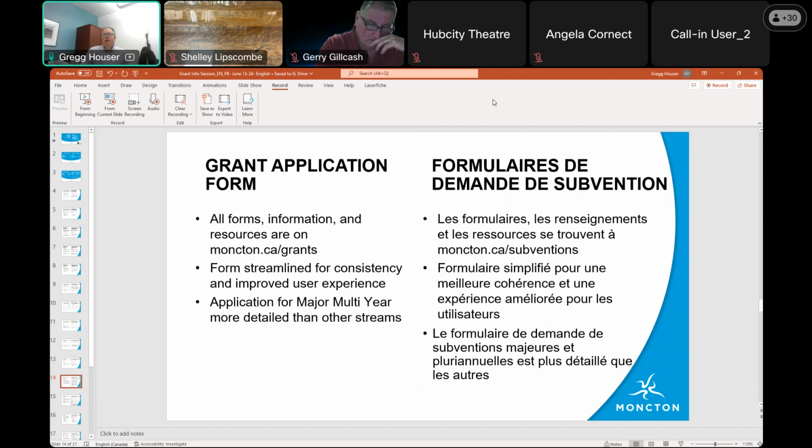We do recommend that you print out a hard copy, a PDF copy first. Review it first, go through it first if you can. There is an opportunity to do a PDF copy of it to look at. It's best to review the requirements first before you go in, because one screen then leads to another screen, and sometimes you have forced entries, so you need to know the answers as you enter into the process. The applications for major multi-year are more detailed than the other streams. They all start at the same spot and then lead you depending on what grant you're applying for.